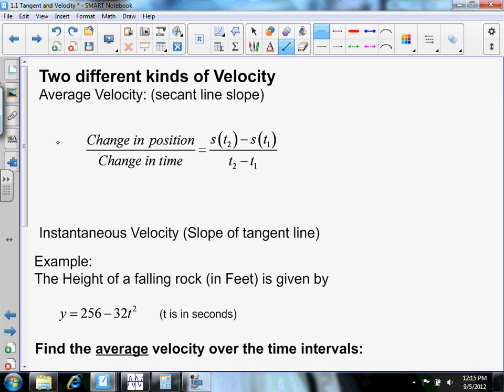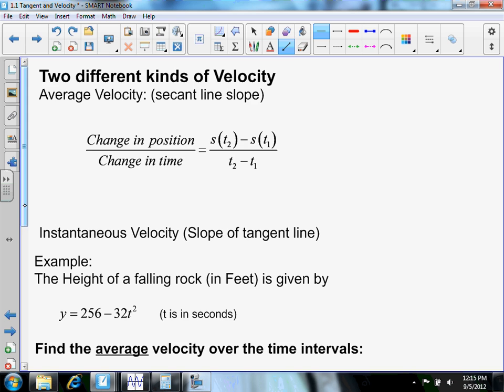If we're talking about driving up to Lake Cleveland, and you want to know how fast you were going 3 minutes and 10 seconds into the trip, that's going to be different than your average velocity. Think about it. When you accelerate, you're not starting instantaneously at 60 miles per hour. So it might be a little different. All right, so let's take a look at this.